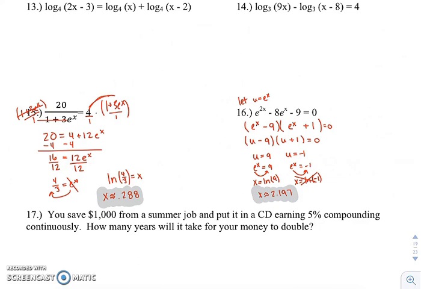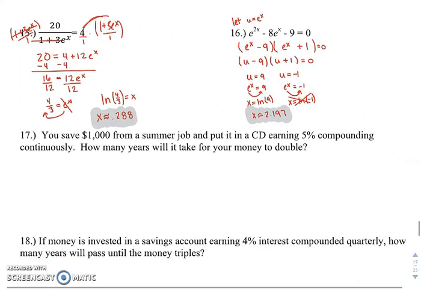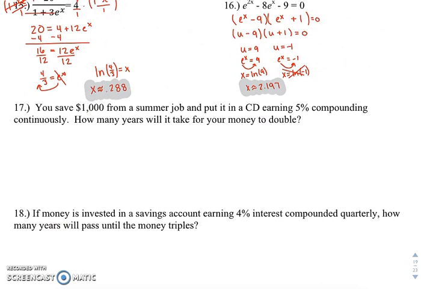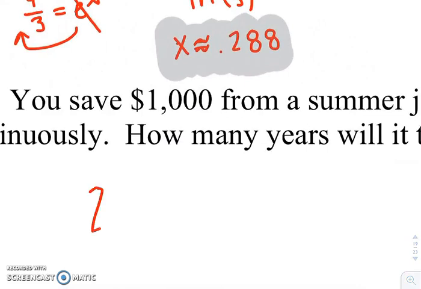So let's look at the word problems. It says you save $1,000 from a summer job and put it in a CD earning 5%, compounding continuously. So how many years will it take for your money to double? So we're putting 1,000 in, but we want it to double. So we want our end amount to be $2,000.